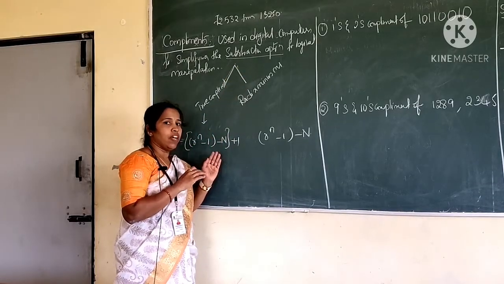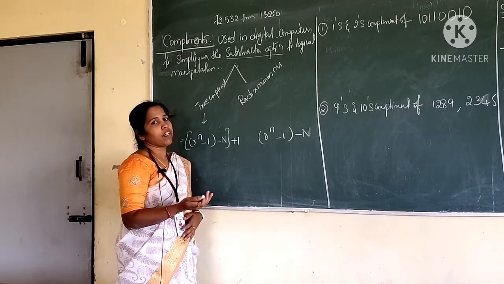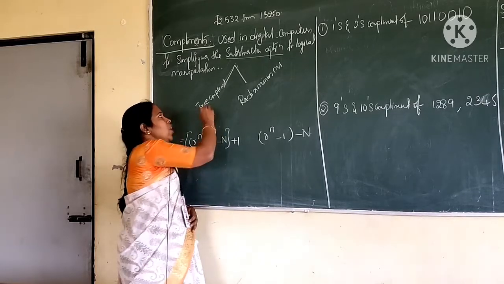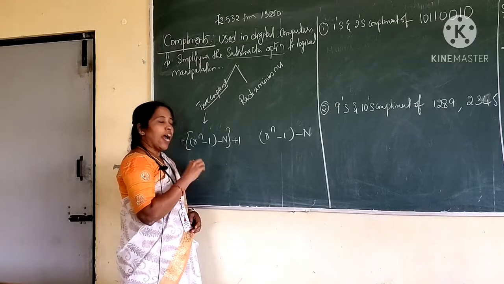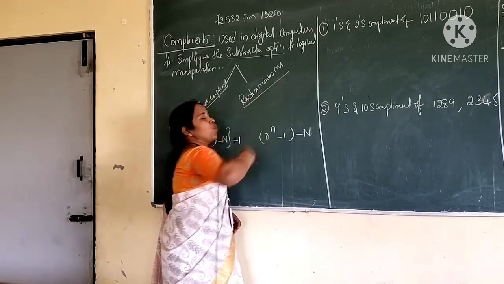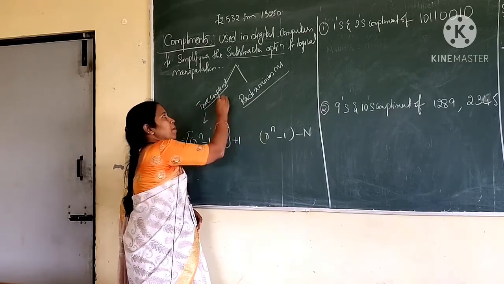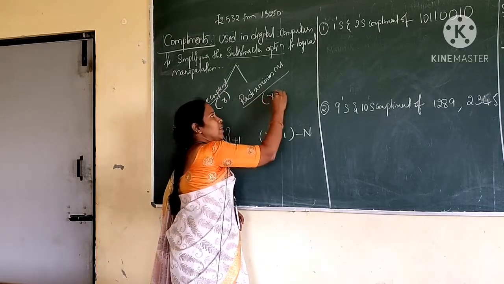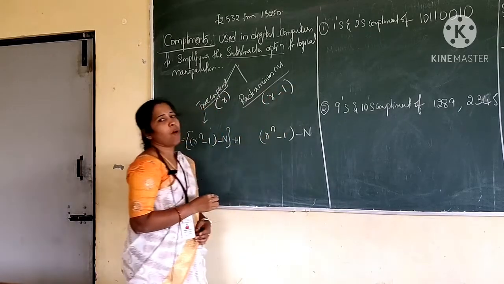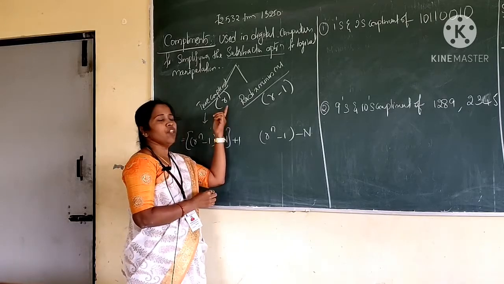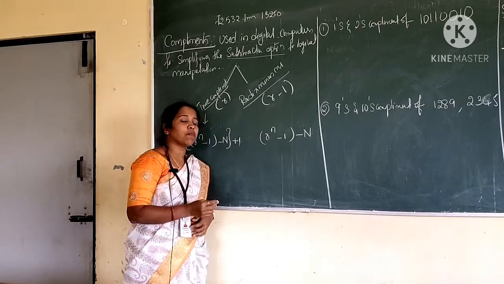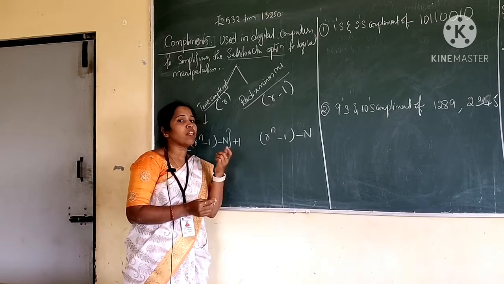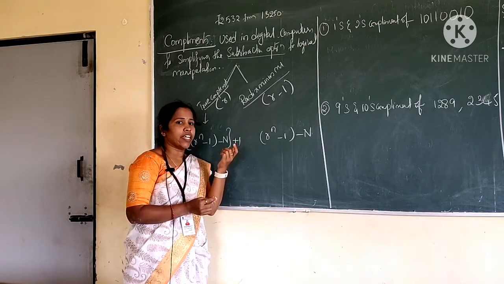Again, for complements you have two types: R's complement and R minus 1's complement. They are also named the true complement and the radix minus 1 complement. The true complement is R's complement and the radix minus 1 complement is R minus 1's complement. Already we know what R is: it is the base of the number system, whichever number system you are taking.